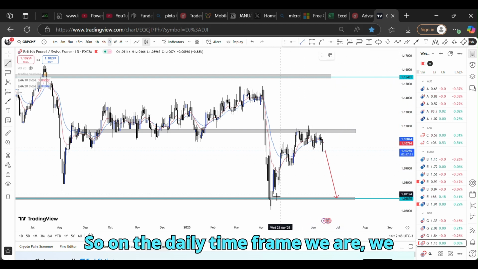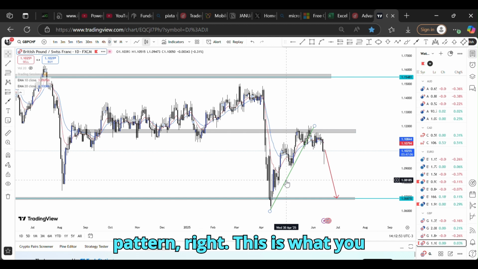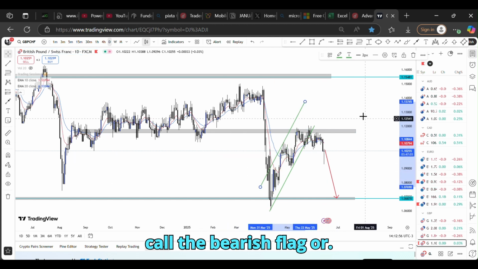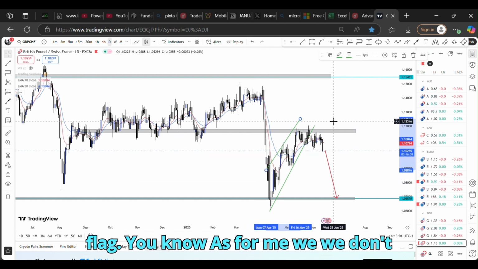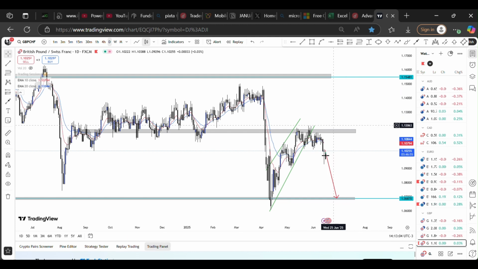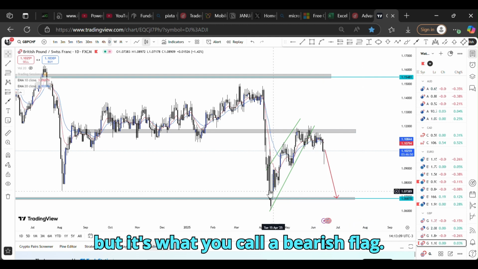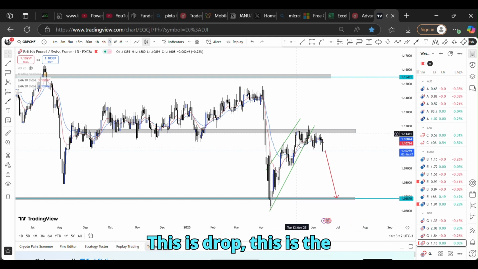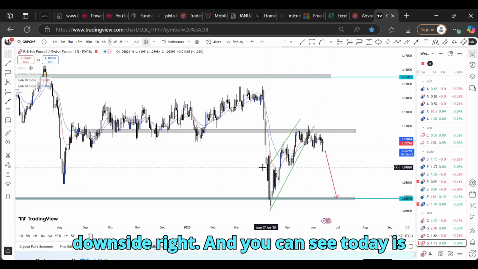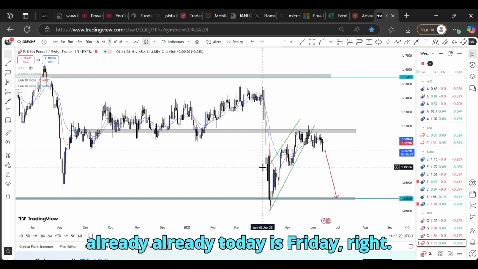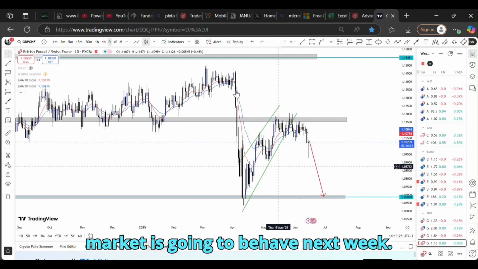On the daily time frame, we notice the market has been giving us this pattern. This is what we call the bearish flag. As for me, we don't actually rely on chart patterns, but it's what we call a bearish flag. This is the drop, this is the consolidation phase. So we are expecting this market to push all the way to the downside. And you can see today is Friday, so we will watch out how this market is going to behave next week.